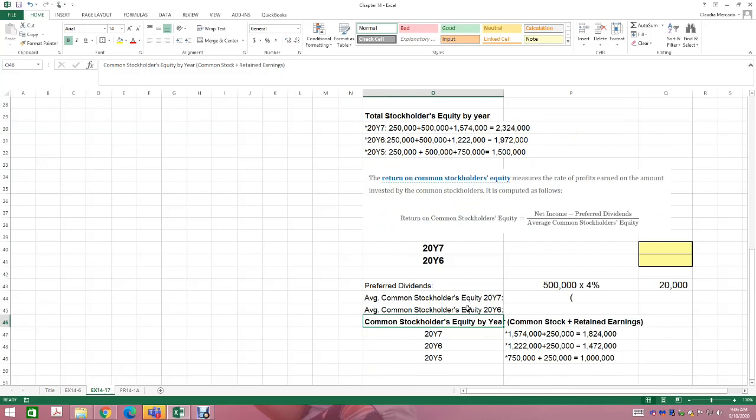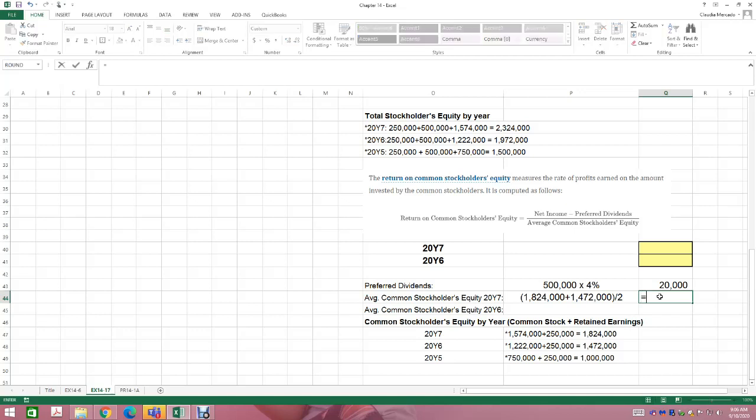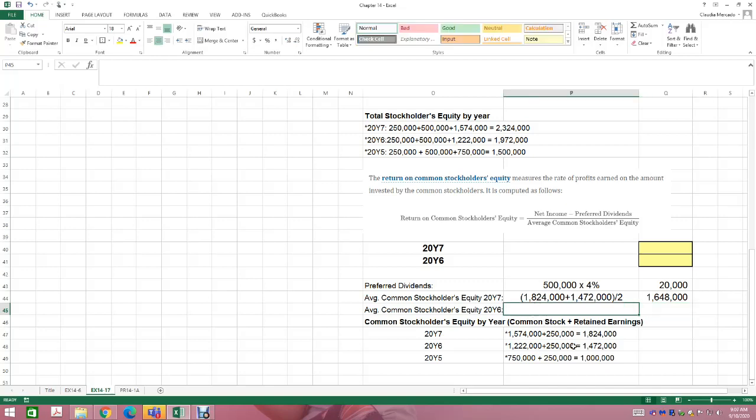Now, for the average common stockholders equity, there we are going to see a change. We're going to get our current year, $1,824,000, plus prior year, $1,472,000, divide by 2. I'm getting these numbers from down here, these calculations that we previously did. That gives me $1,648,000.